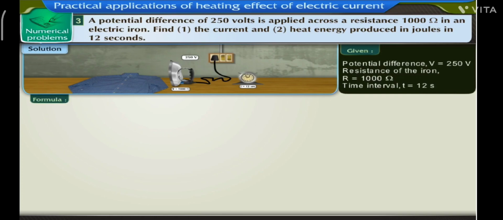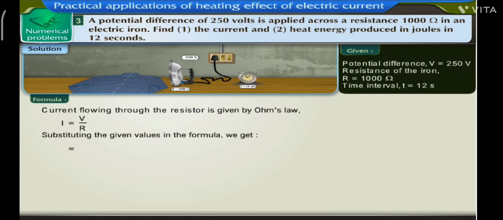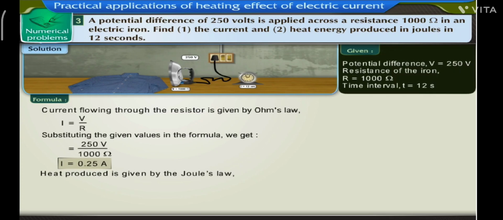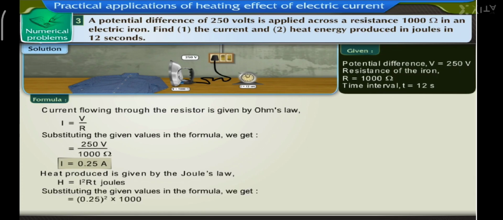Let us first find the current flowing through the resistor using Ohm's law. That is, I is equal to V divided by R, which is equal to 250 volt divided by 1000 ohm, which is equal to 0.25 ampere. Now, the heat produced is given by Joule's law. H is equal to I squared RT joule, equal to 0.25 squared multiplied by 1000 multiplied by 12, which is equal to 750 joule.